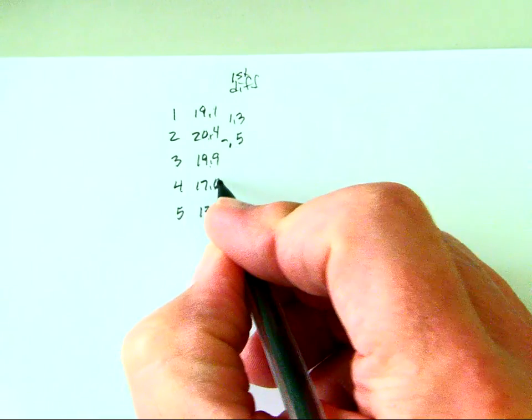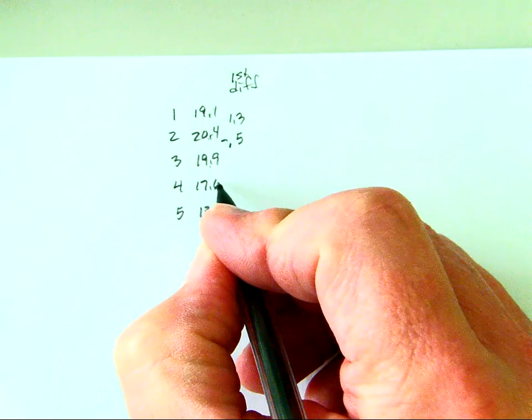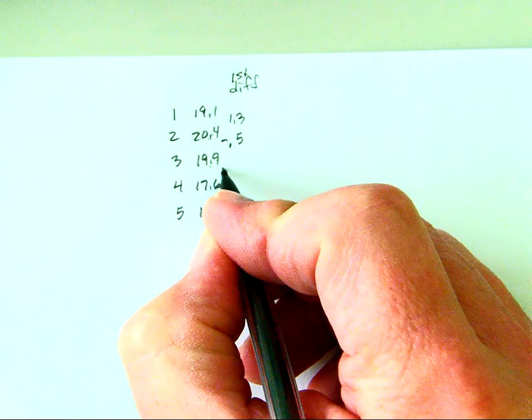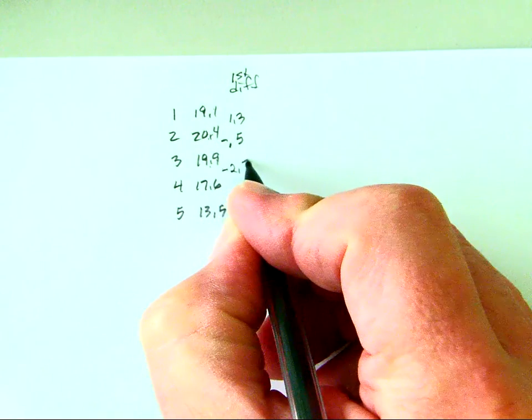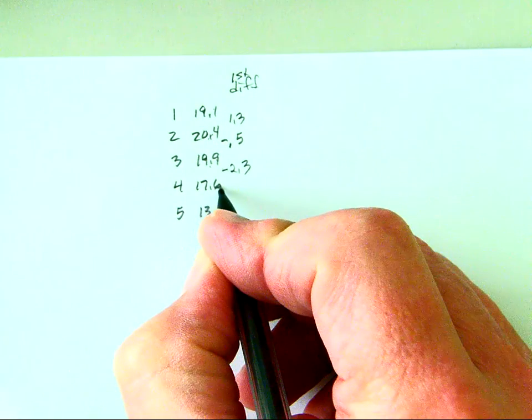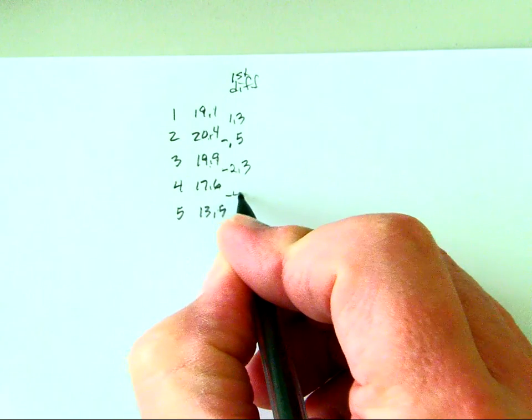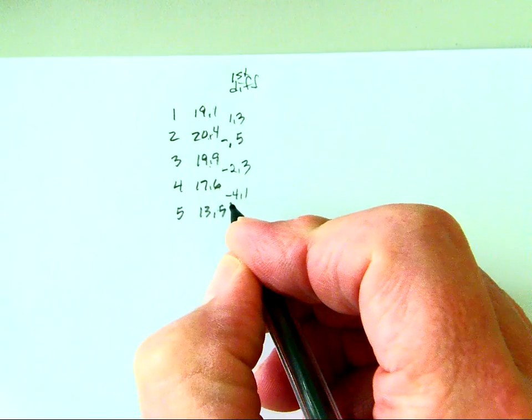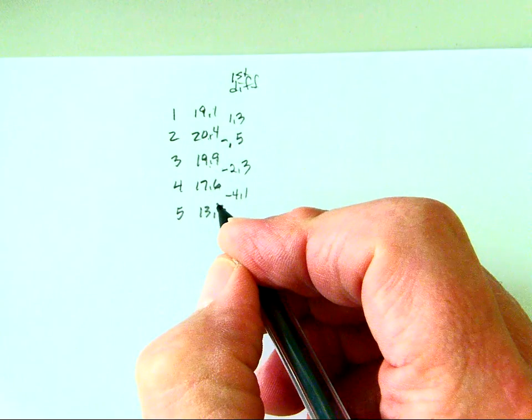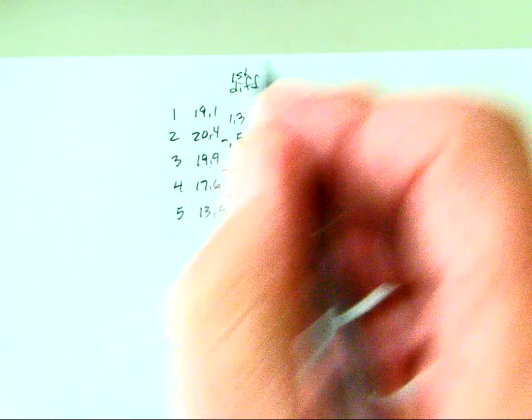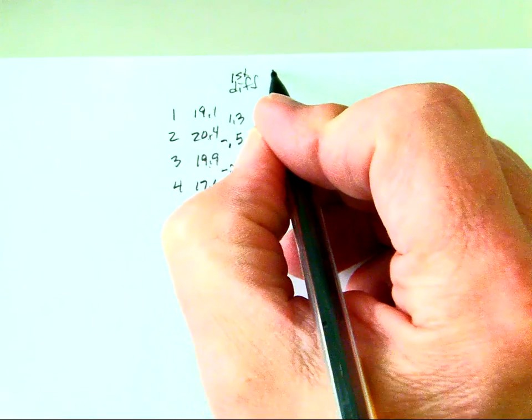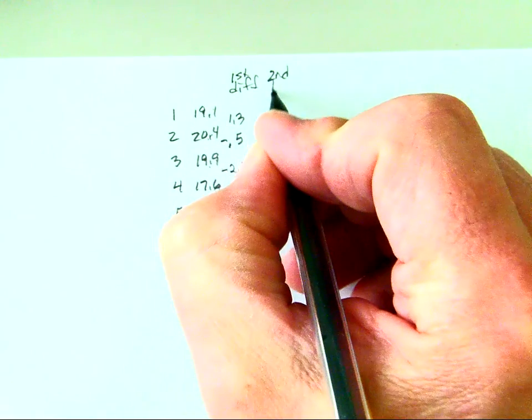If you do the next one, you take 17.6 minus 19.9, which is a negative 2.3. 13.5 minus 17.6 is negative 4.1. If those were all alike, this would be linear. They don't match, so it's not linear. Now to check and see if it's quadratic, we're going to find the second difference.